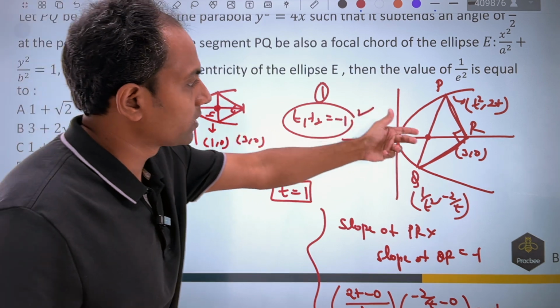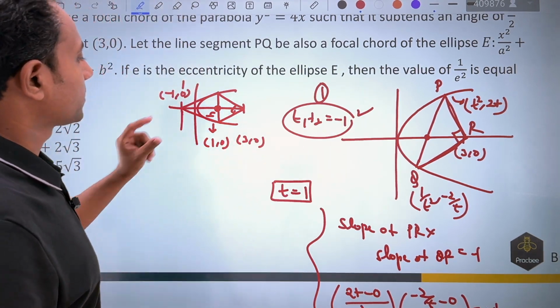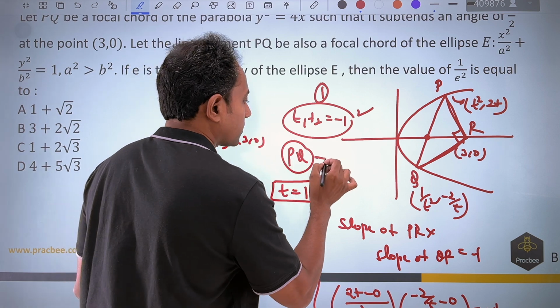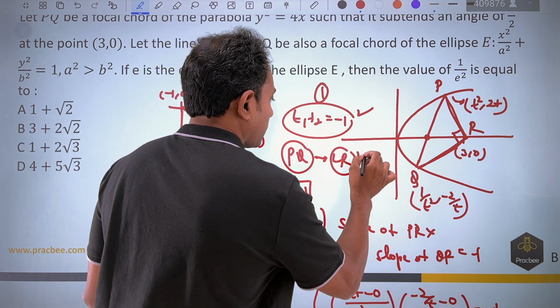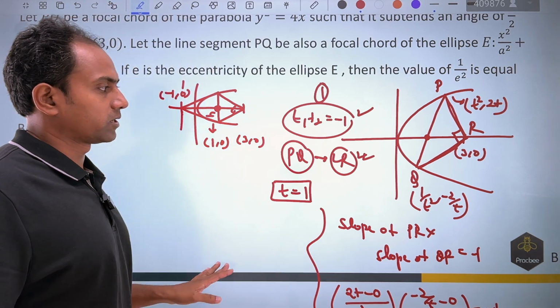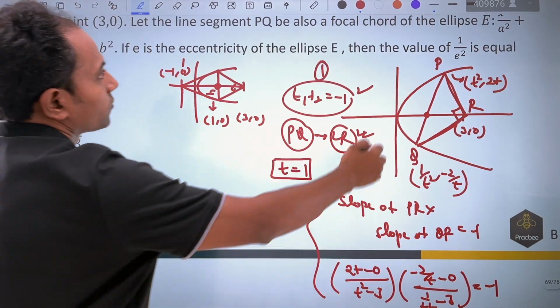So without even doing this, if you could just observe, you would be able to conclude that this PQ that we are talking about here is nothing but the latus rectum. If you could observe, then you can do it faster. If you cannot observe, then you will have to do this process and get to the answer. Now let us move towards the second part.